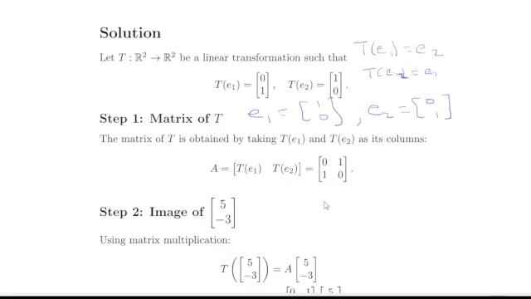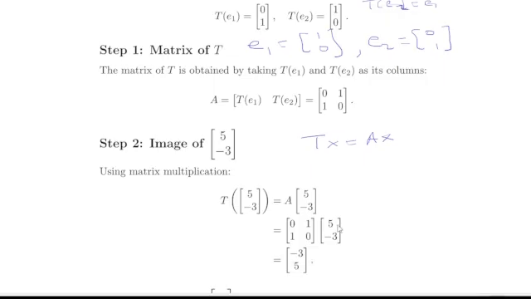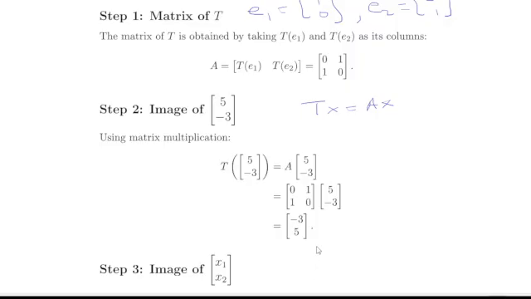Now to find the image of 5, negative 3, we're just going to use the fact that T of x equals Ax. So A is the matrix that we just found, the 0, 1, 1, 0. And then we're going to multiply that by x, which is 5, negative 3 here. So we do the first row, first column: 5 times 0 plus negative 3 times 1 is negative 3. And then we do the second row: 5 times 1 plus 0 times negative 3. So we end up with negative 3, 5.